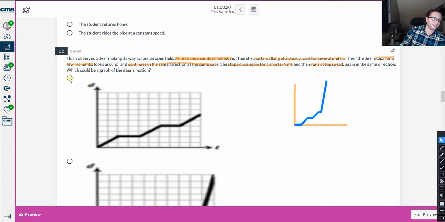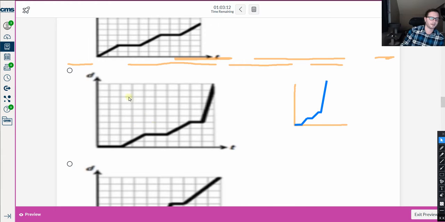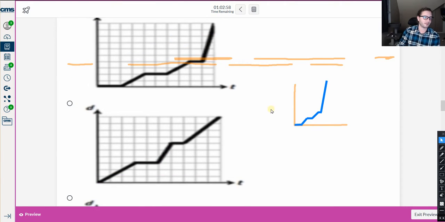Well, if we look at A, this one just has immediate increase. It doesn't show that the deer didn't move at first, so it can't be this one. For this one down here, it shows a pause, increase, short pause, and then big takeoff. That does match what we just kind of sketched. But let's just double check the rest just to be safe.